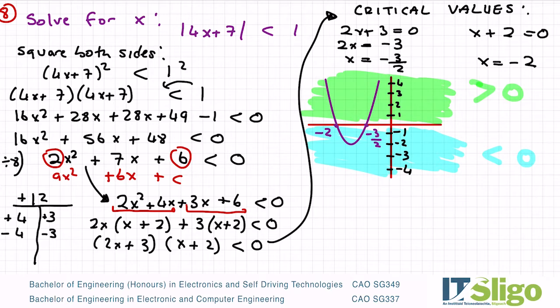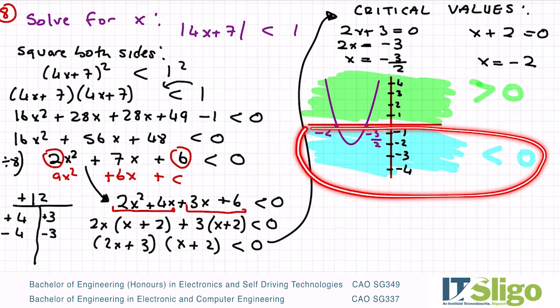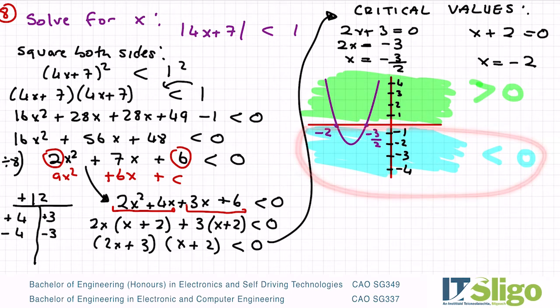So the question is, where is this graph less than 0? We're only looking down this half of the region. So is it less than 0 between the two values or outside the two values? In fact it's between the two values. So for any x value that's between minus 3 over 2 and minus 2, we are going to get an answer less than 0. We're going to get a negative answer.